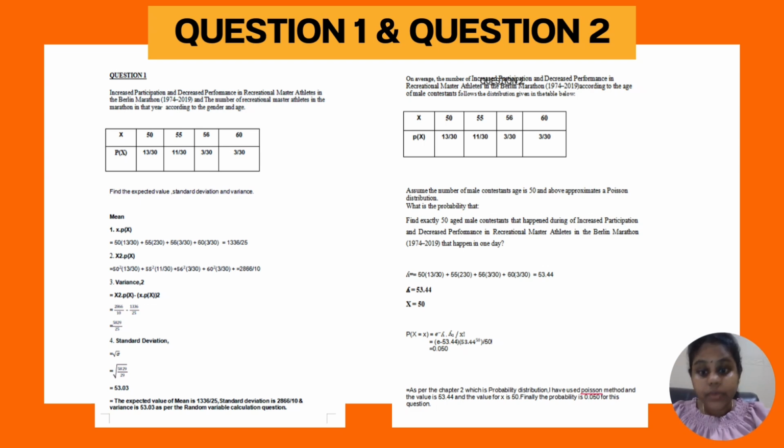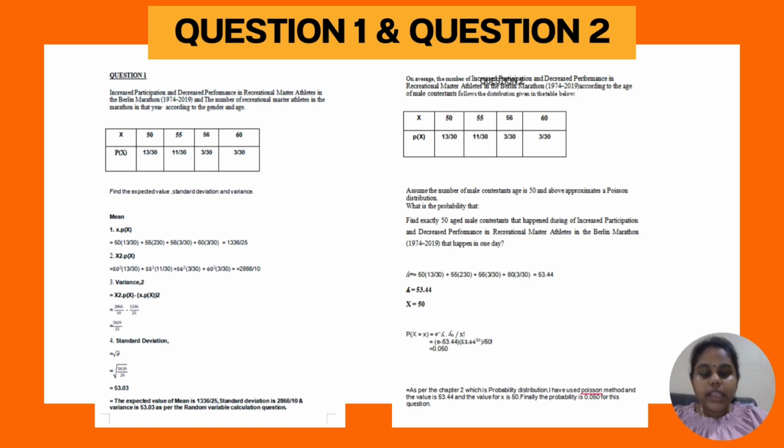As usual, the table will remain the same. In this case, we will assume the number of male contestants aged 50 and above approximates, and we will use the Poisson distribution. What is the probability of finding exactly 50 male contestants aged 50 and above, in the context of increased participation and decreased performance in recreational master athletes in the Berlin Marathon, in one day?